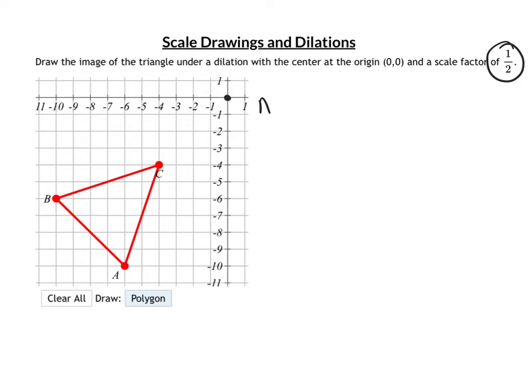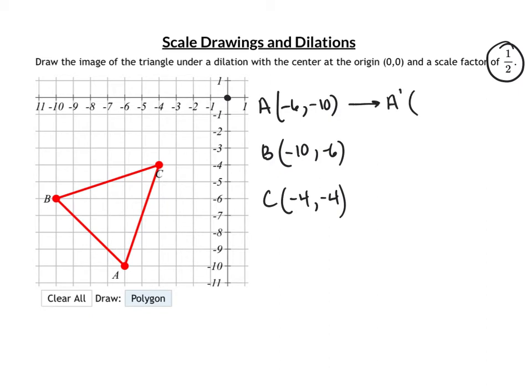Here's what I mean. A is the point x is negative 6 and y is negative 10. B is the point x is negative 10, y is negative 6. C is the point negative 4 for x and negative 4 for y. A will go to the new location for A. We'll call that A prime. Multiply both of these by 1/2. That's negative 3, negative 5. Multiplying by half is the same as dividing by 2.